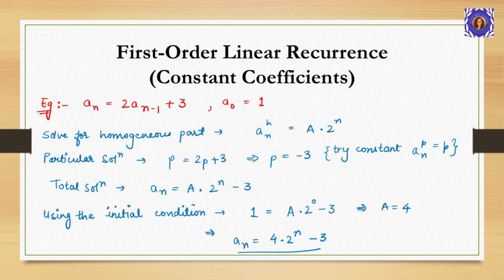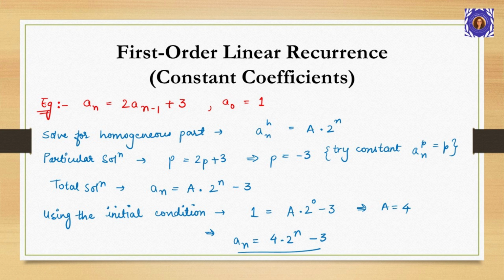First, solve the homogeneous part. a sub n homogeneous equals a times 2 to the power n. Next, find a particular solution. Let's try a constant. a sub n particular equals p. Substituting, p equals 2p plus 3. Solving, p minus 2p equals 3, so negative p equals 3. Therefore p equals negative 3. The total solution is a sub n equals a times 2 to the power n minus 3.